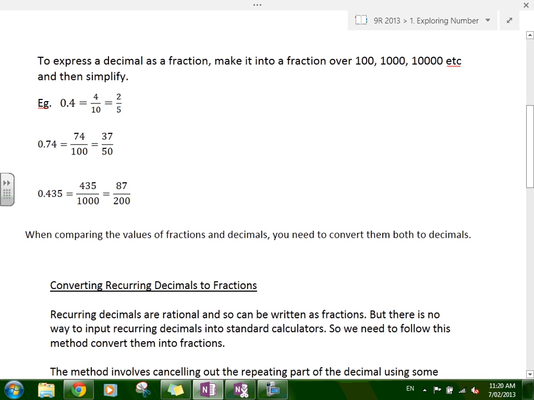So now we're going to focus on converting recurring decimals to fractions.